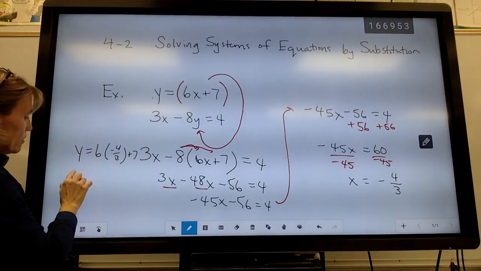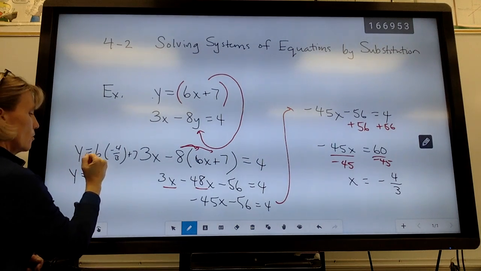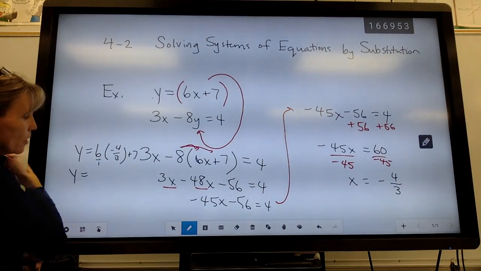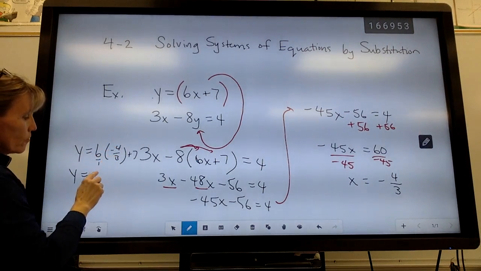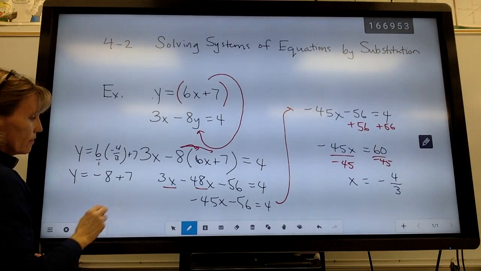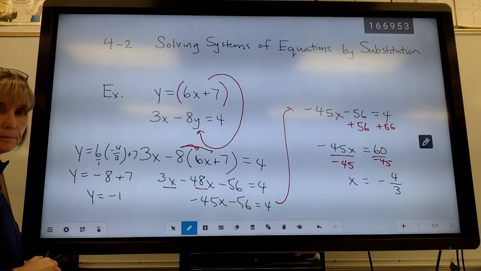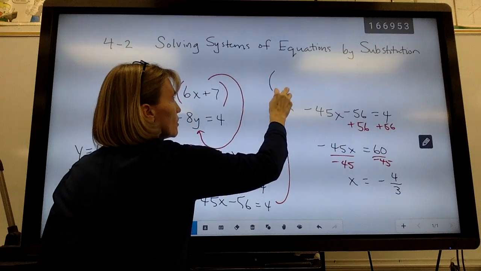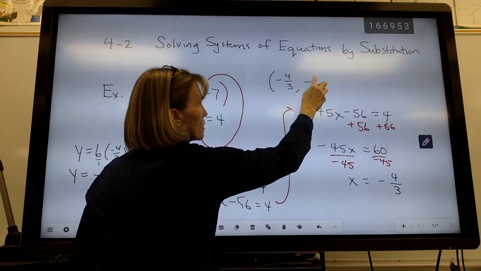Okay, I'm going to do the math here. So y equals, this is 6 over 1. So when you multiply straight across, you're going to get negative 24 over 3. Negative 24 over 3 is a negative 8 plus 7. So y equals a negative 1. So we put our answer back together as an ordered pair. We always put x first, and we put our y value second.